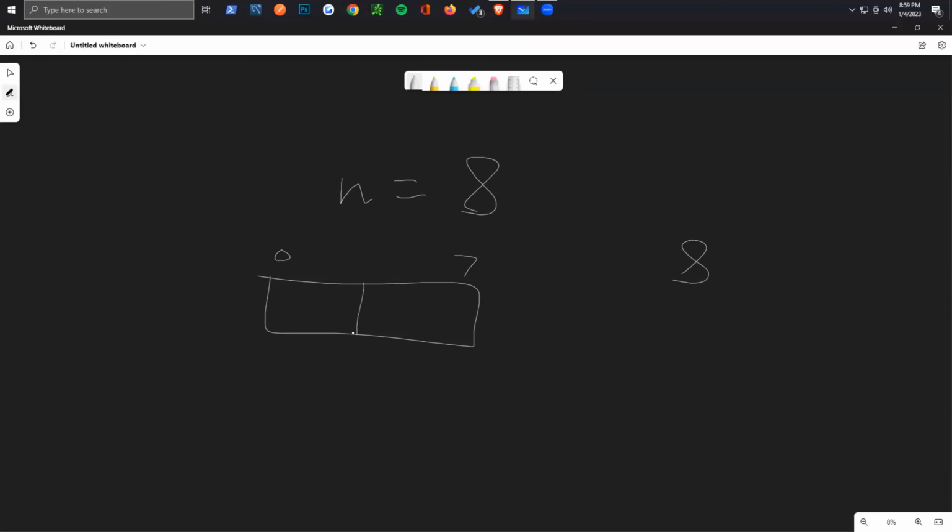Then we're going to choose one half to go down. So now let's say we choose the left half. So now we're going to have from 0 to 3. Now we're looking at 4 elements, right? So we can just kind of ignore this right here.